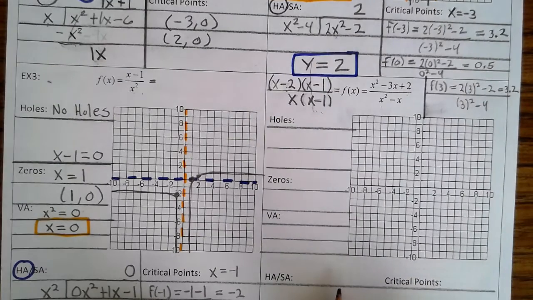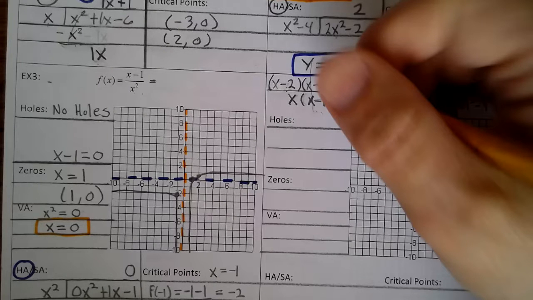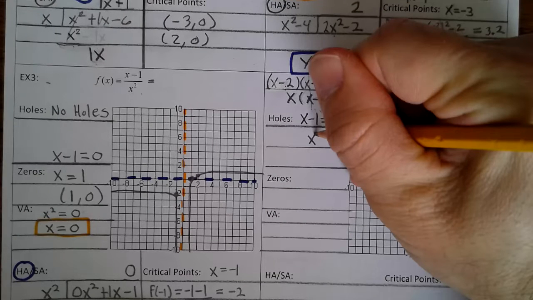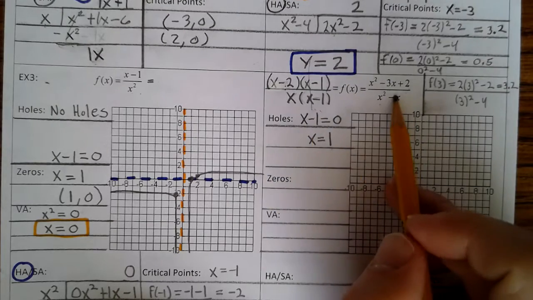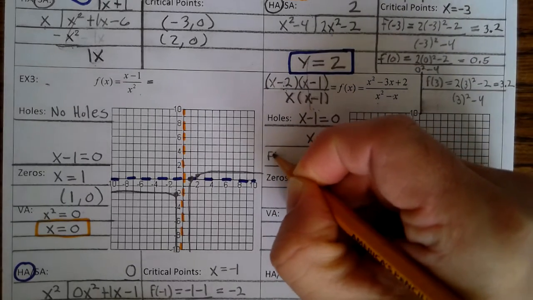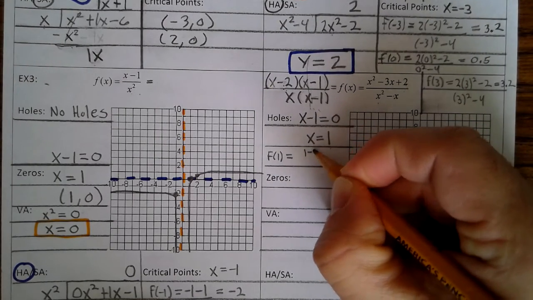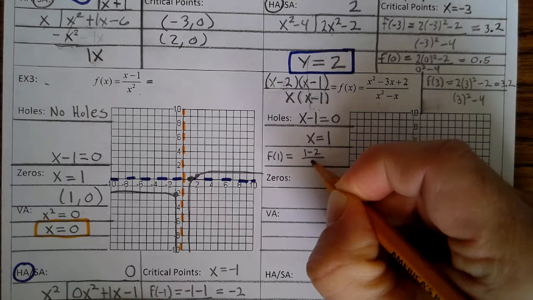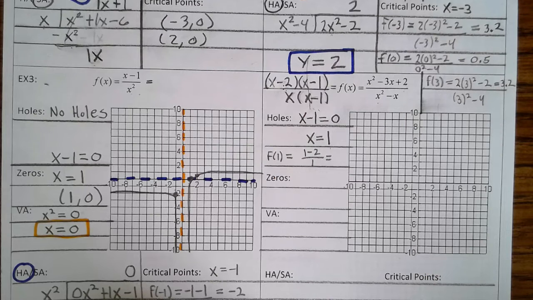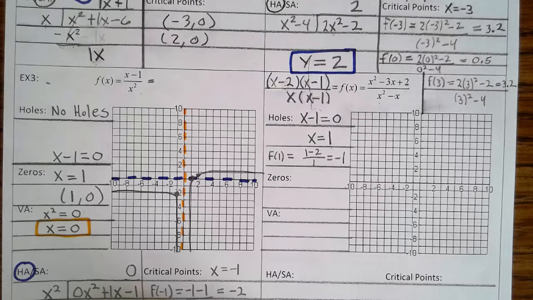Now, a hole is a point, so we need to plug 1 back into the equation, but we're not going to plug it into here because this divided out. We're going to plug it into here. So f of 1 equals 1 minus 2 divided by 1, which equals negative 1. So our hole is the point 1, negative 1. Now, when you have a hole, it's an open circle. So 1, negative 1, there's an open circle. There's a hole.